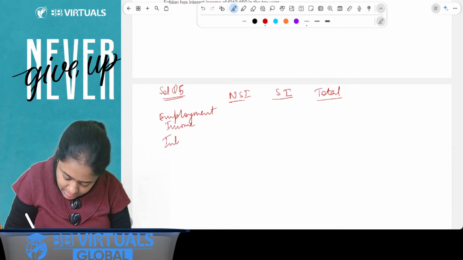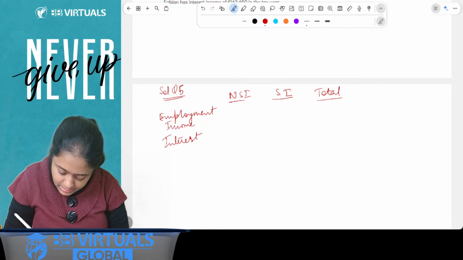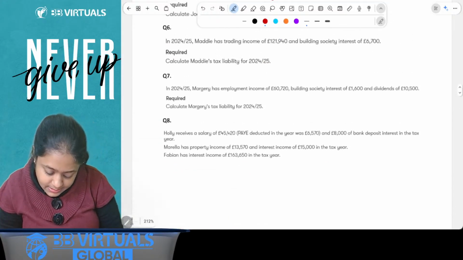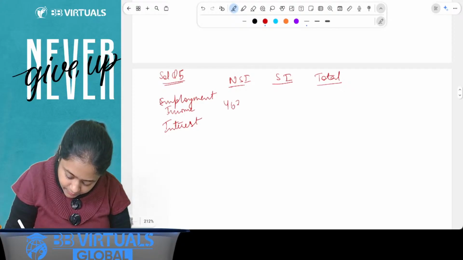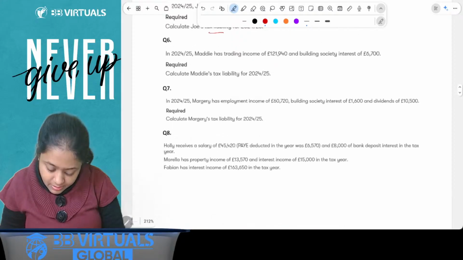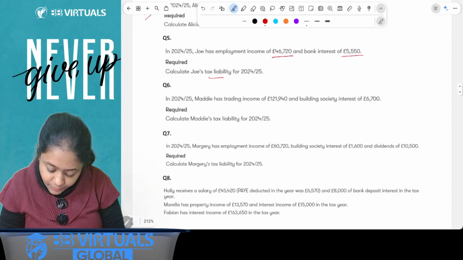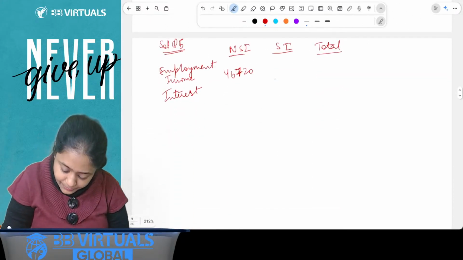Then I will write interest. Employment income is 46,720. That will come under NSI. Interest income is 5,550.